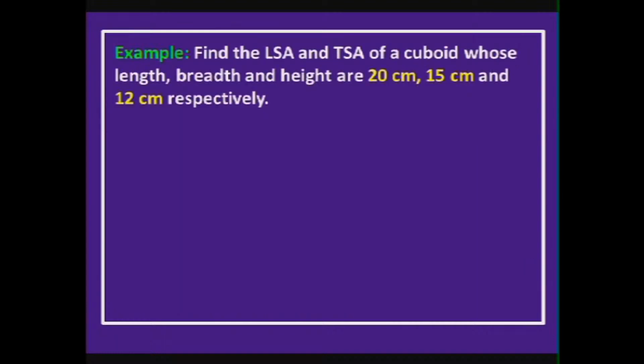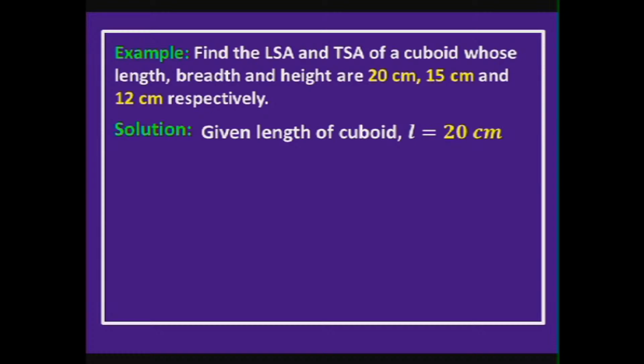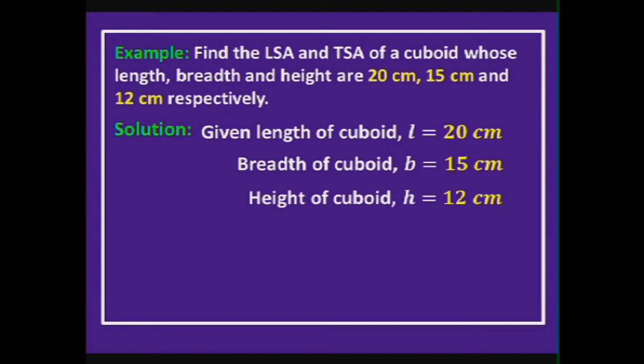So, next let us learn one example to understand what we have learnt. Find the lateral surface area and total surface area of a cuboid whose length, breadth and height are 20 centimeters, 15 centimeters and 12 centimeters respectively. So, let us see, children, how to solve such a problem. Here first of all let us write what is given to us, that is length of cuboid, which is denoted as L, equal to 20 centimeters, and what is the breadth, children? That is right, B is 15 centimeters, and height, children?